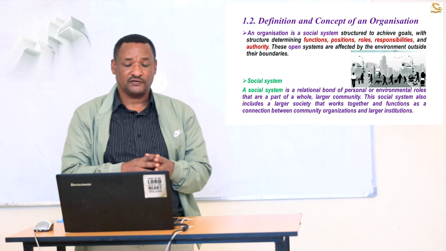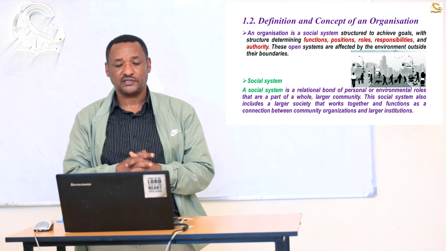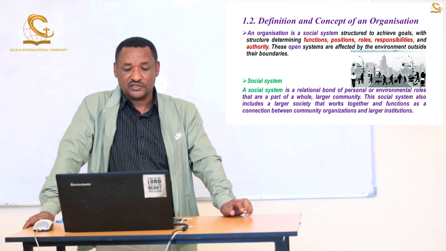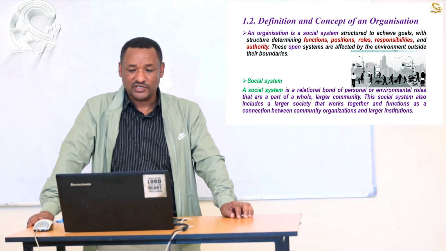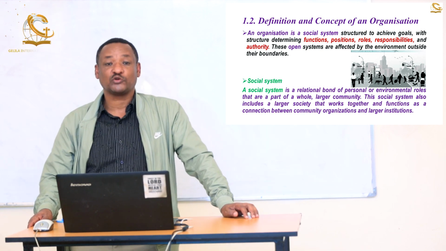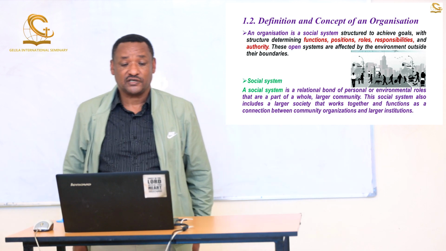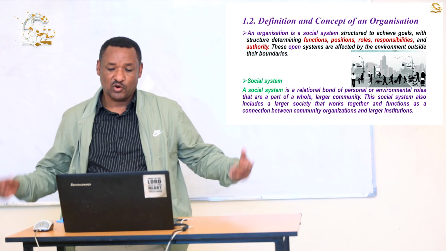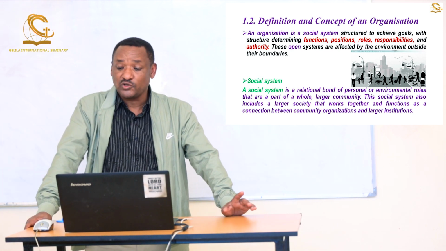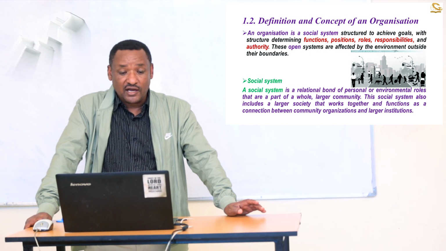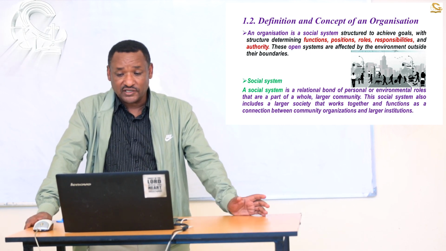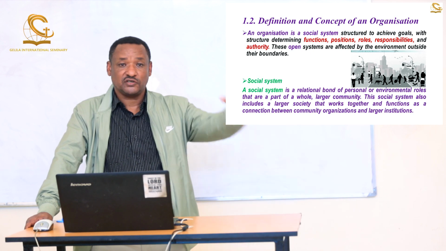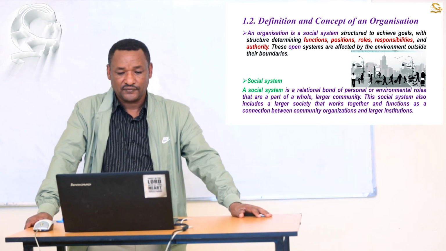So we have to first define the concept of an organization. An organization is a social system structured to achieve goals, with a structure determining functions, positions, roles, responsibilities, and authority. So organizations have a determining structure related to functions, positions, roles, responsibilities, and authorities. The organization is composed of all these determining structures in it to achieve its objective and its goal.